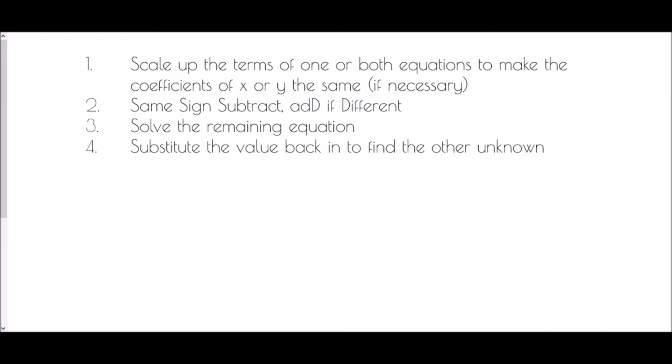Stage 3, solve the remaining equation. So we're going to solve that equation. It will only have one unknown variable in there. And then in number 4, substitute the value back in to find the other unknown. I'm going to keep those 4 steps on the screen all the way through this video, just so you can keep track of how we're working through the process.